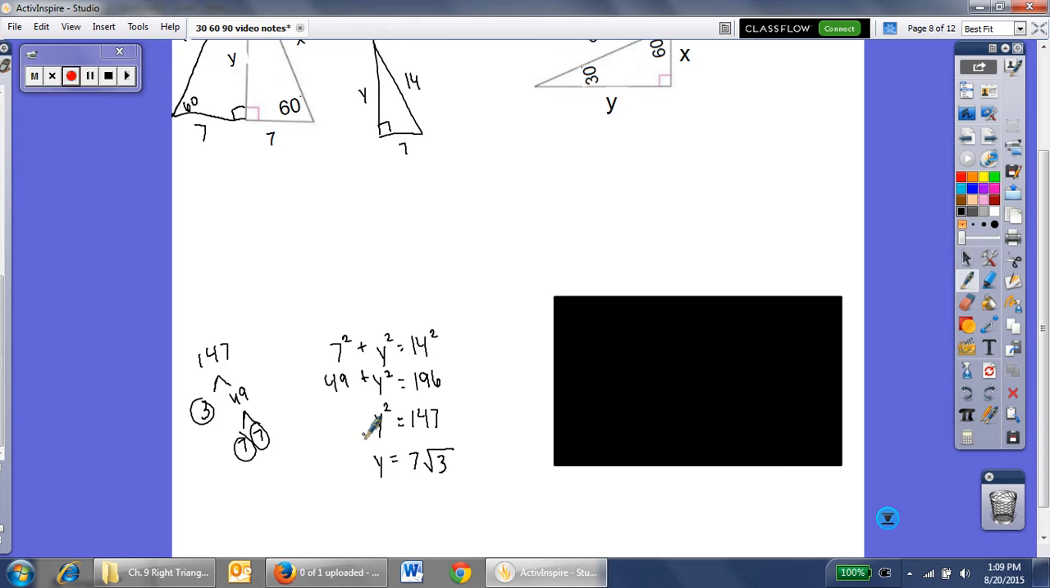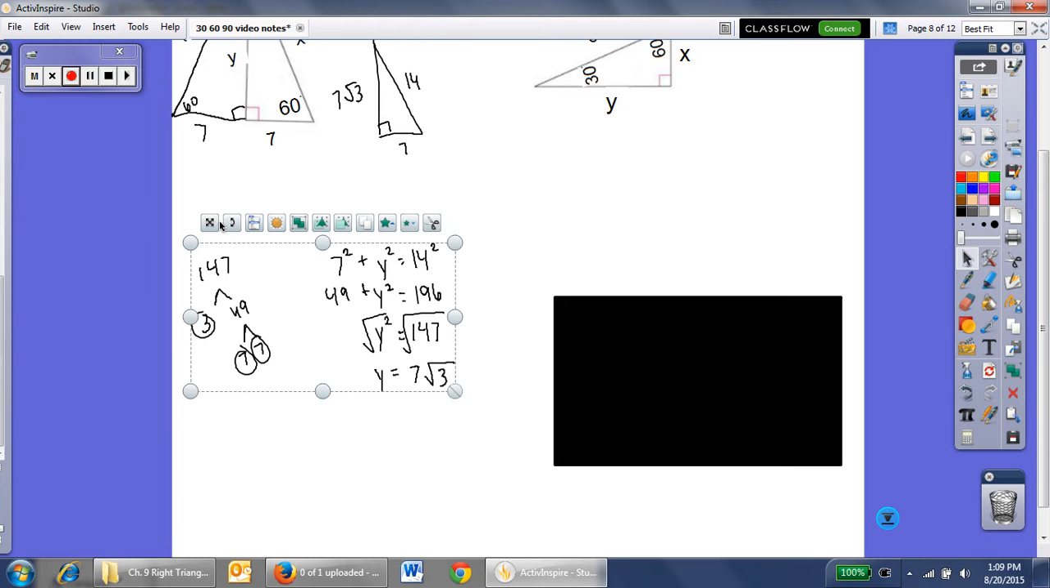Then we need to take the square root of both sides. To take the square root of 147, we use the factor tree. And we end up getting that y equals 7 square root 3. So that means this side right here ends up being 7 square root 3 after all of this factoring and all of this simplifying down here.